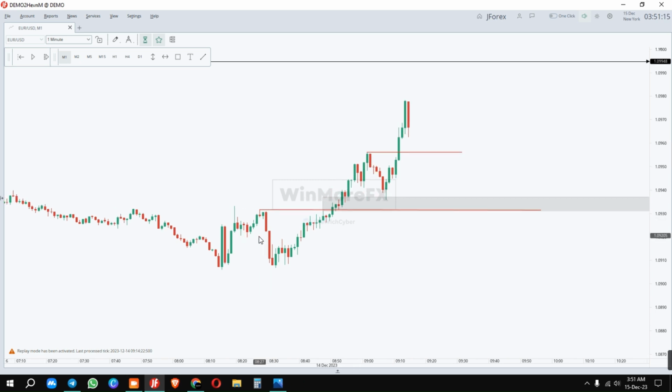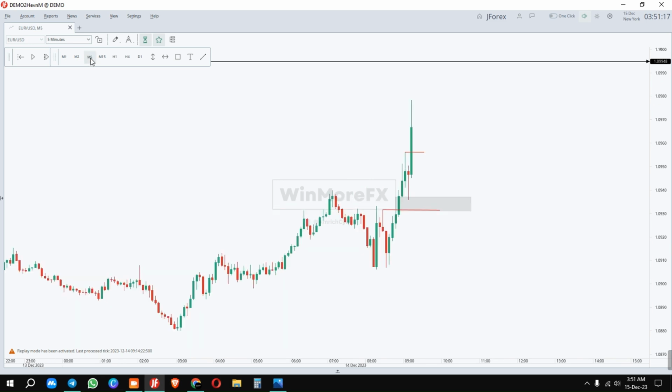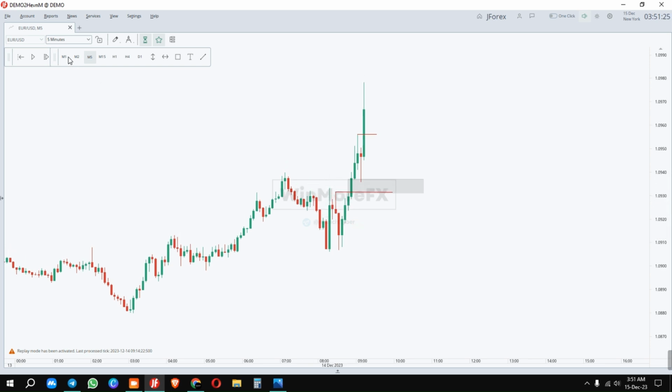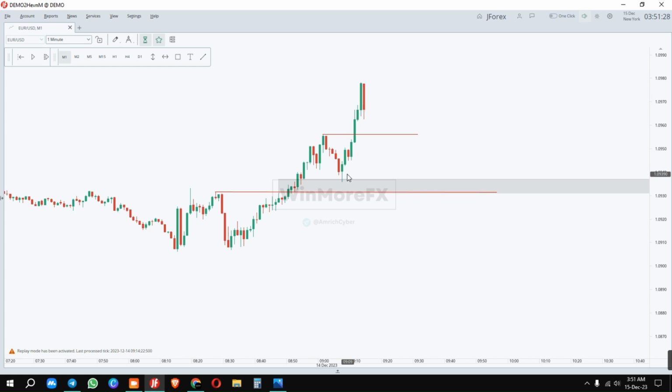But for a mitigation block, let's use the 5 minutes. You see, they came, but they didn't take out this low and then break the high. So this is the mitigation block. But for a breaker block, they will take a low and then break it. That makes it a breaker block.